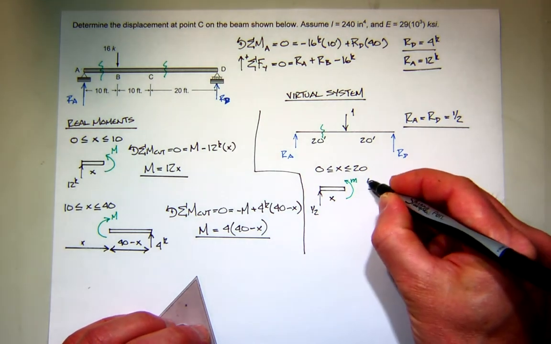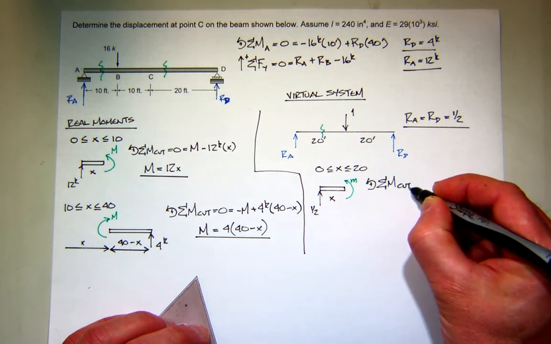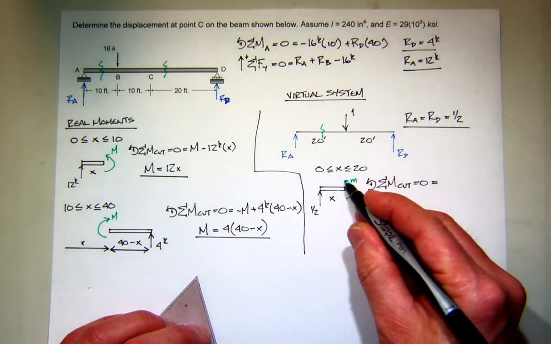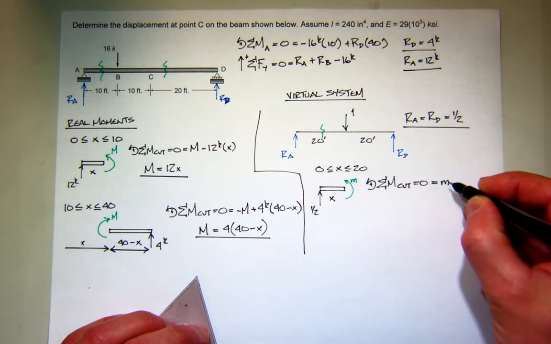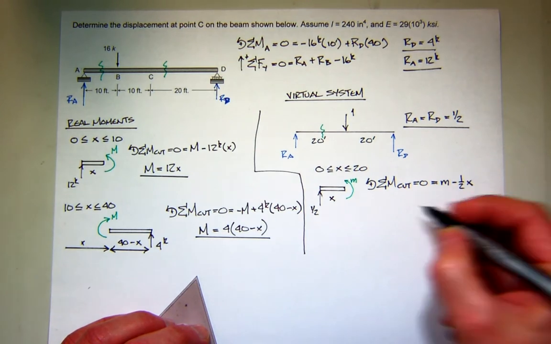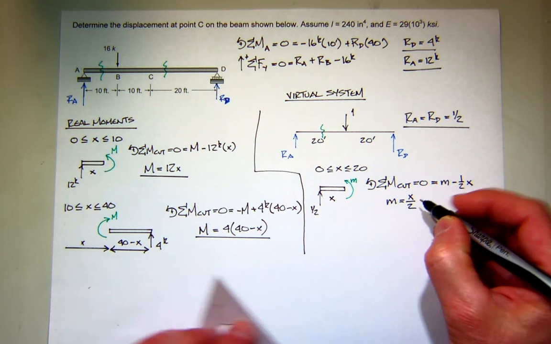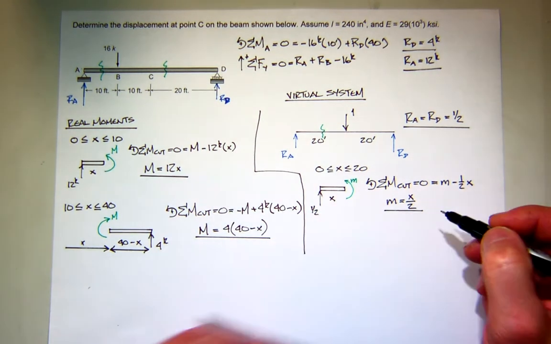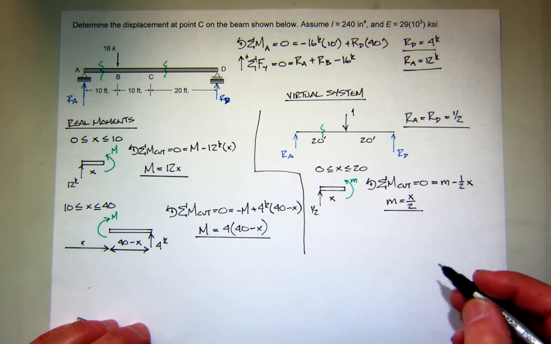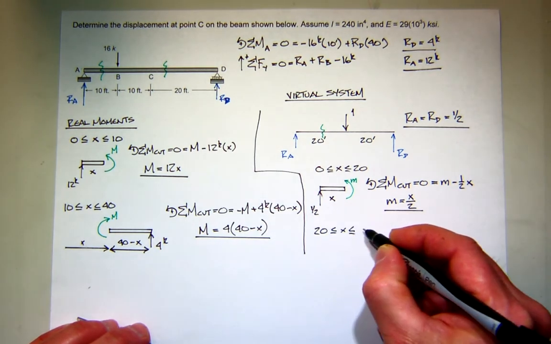And if I sum moments at the cut, to make sure they're in equilibrium, let's see what we get. So the virtual moment is positive. The reaction creates negative moment with the moment arm of x, so it looks like my virtual moment is just x over 2. Okay? So now we have to go from 20 to 40.